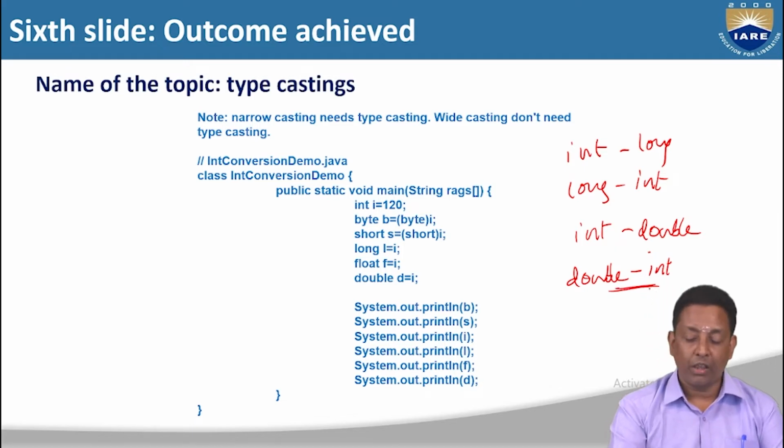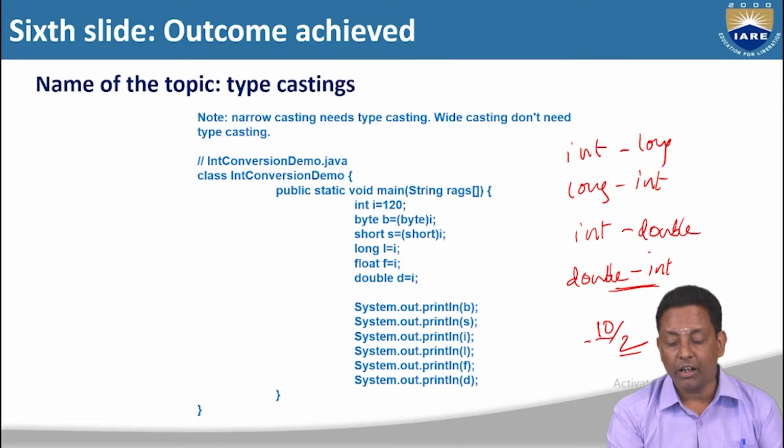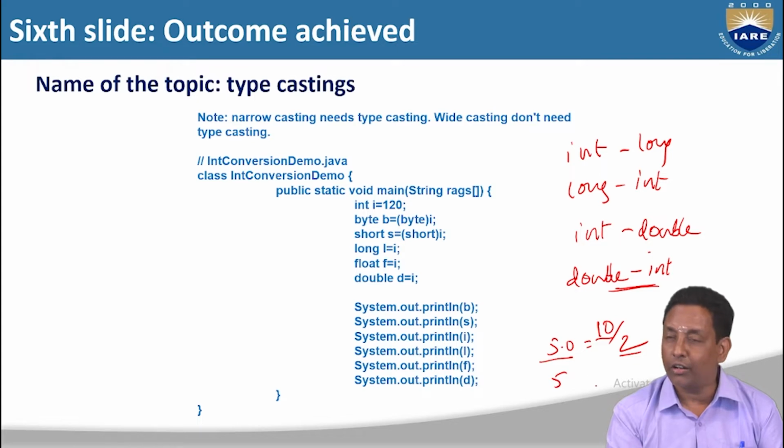For example, suppose you divide two values, 10 divided by 2. 10 is an integer value, 2 is an integer value. If you divide them, the division gives a floating point value 5.0. It won't return 5 instead. So this 5.0 must be converted into 5. How to convert 5.0 into 5? You need double to int conversion.